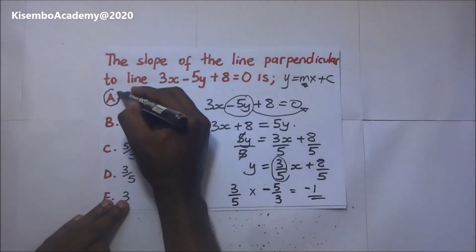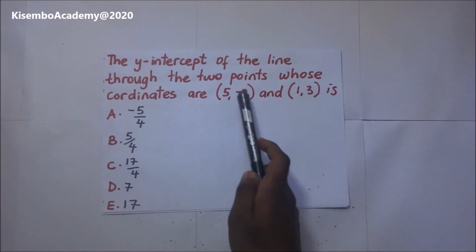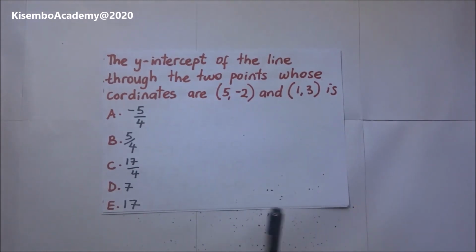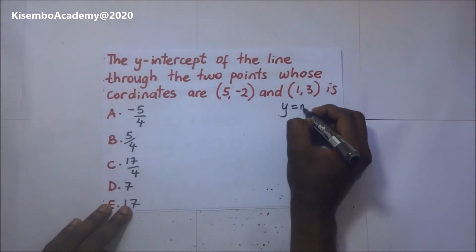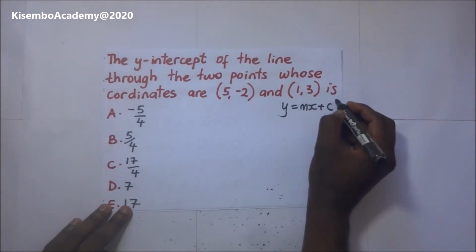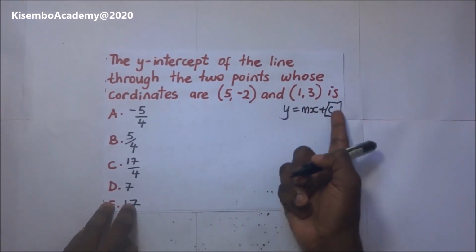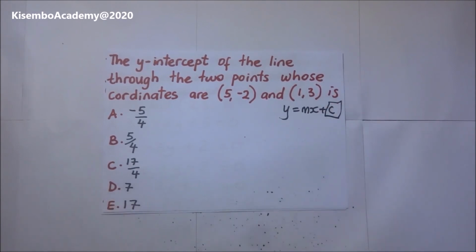The answer is A. So we have the y-intercept of the line through the 2 points whose coordinates are this and that. So definitely here we are just going to find the equation of this line, and then we will be able to find the y-intercept. So finding the equation of this line, remember the gradient, y is equal to mx plus c, where c is the y-intercept. So if we find the equation of this line in this form, we are able to identify the value of c, and the value of c is the y-intercept.